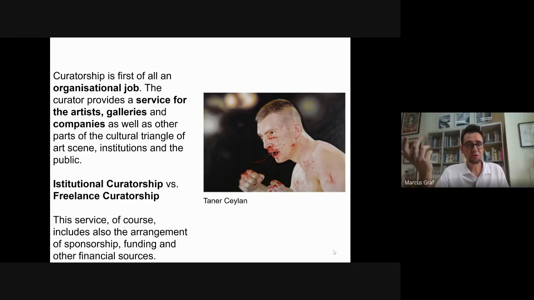First of all, curatorship is an organizational job, so it's a part of arts administration, arts management. And the curator provides a service for the artists, galleries, companies, museums, institutions. And I always see the curator right in the middle of a triangle between the art scene, institutions, and the public. And we as curators, right in the center, we always try to build bridges between the various players of the art and cultural work.